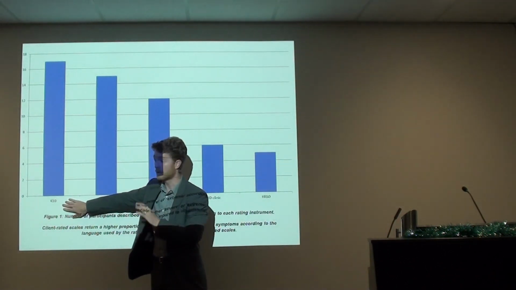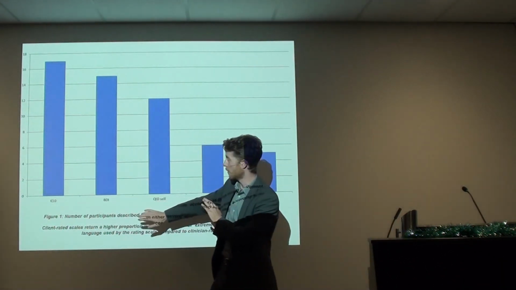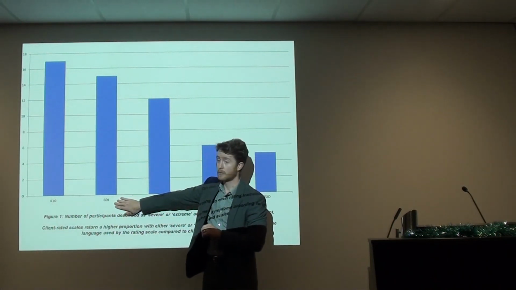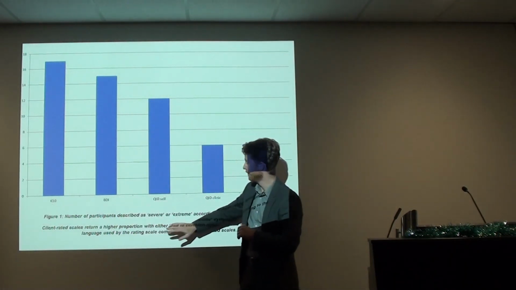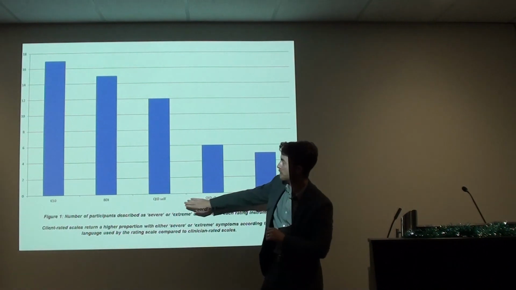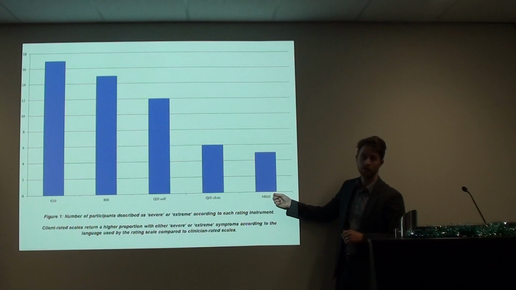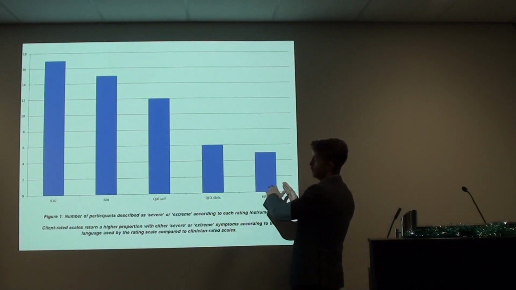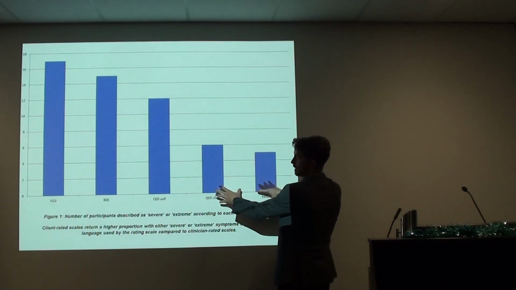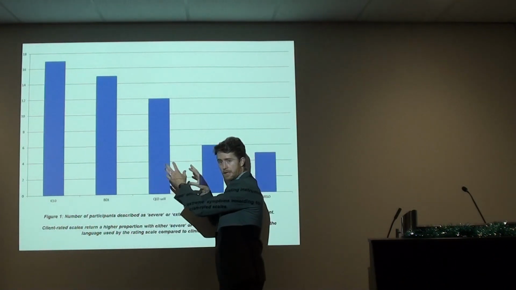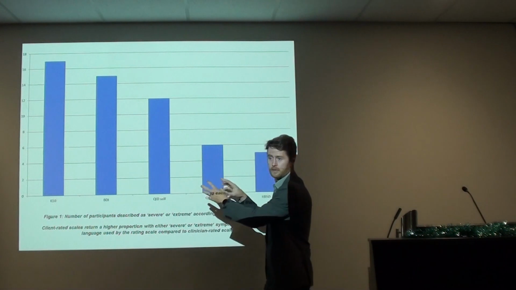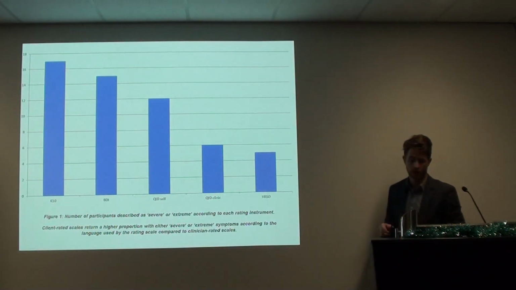This is the client-rated scale that's used in primary care. This is the client-rated scale that we use here at Spectrum. These are the two that have the same questions. And then this one is the purely clinician-rated scale. And what you're looking at is, as you move from the clinician-rated scales to the client-rated scales, it's a significant change in the level of severity that's being reported.